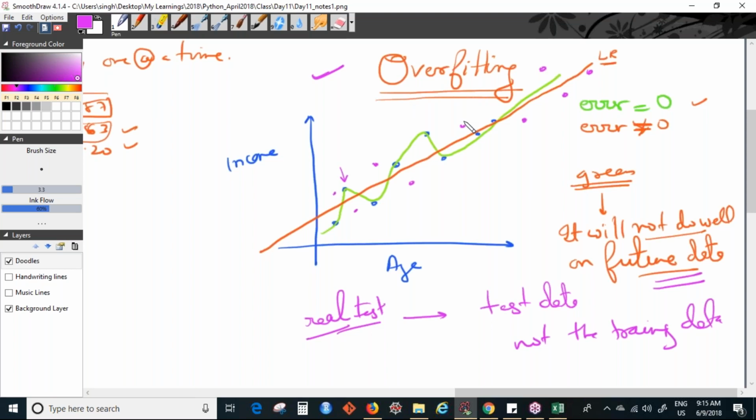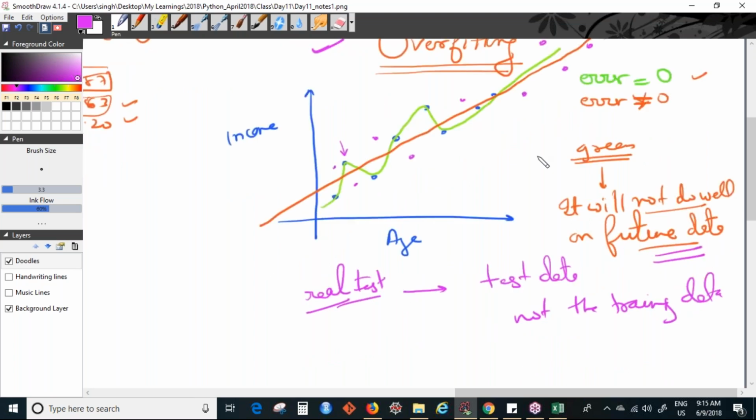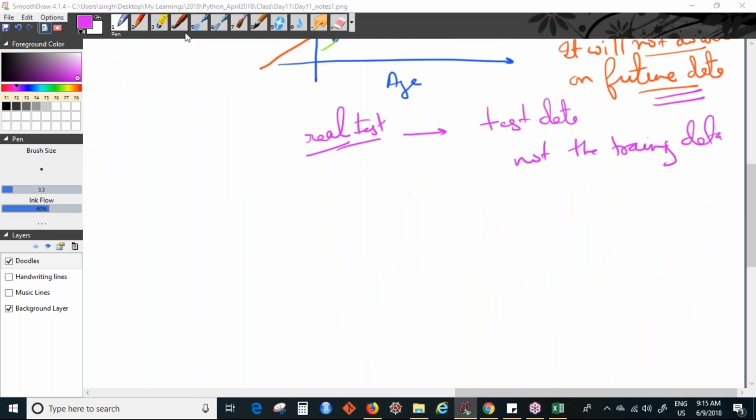Okay, so that is why here the green one will not be good. I will prefer the red one, because the red one, though a simple model, will generalize well on the new data, whereas the green one may not generalize well on the new data points. So the definition for overfitting, let me write it down.